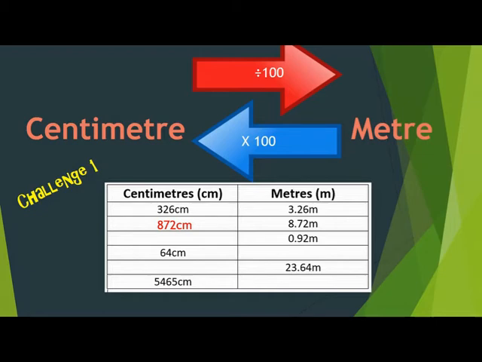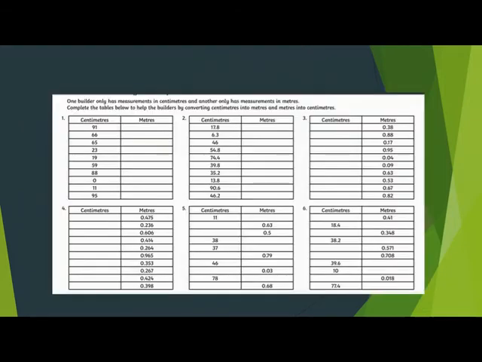Excellent. We're going to go through the answers. So you should have had 0.92 metres is 92 centimetres. 64 centimetres is 0.64 metres. 23.64 metres is 2,364 centimetres. 5,465 centimetres is the same as 54.65 metres. Well done.